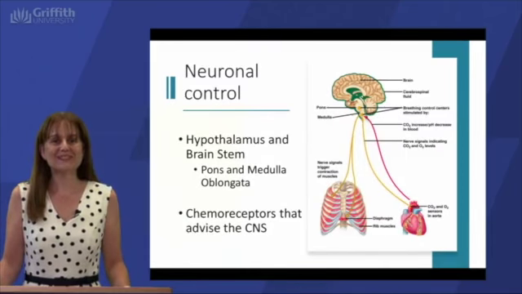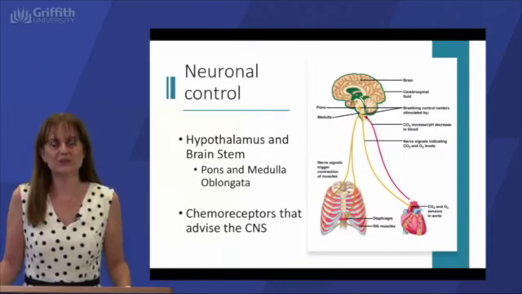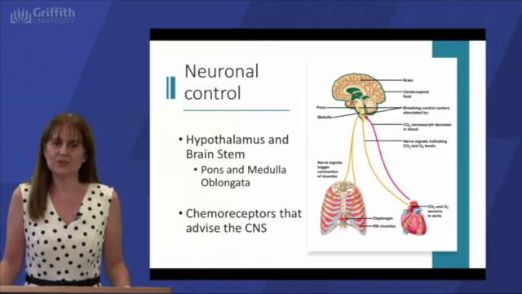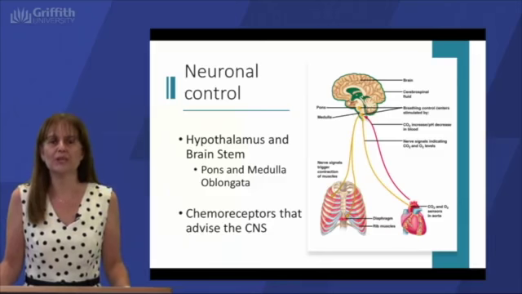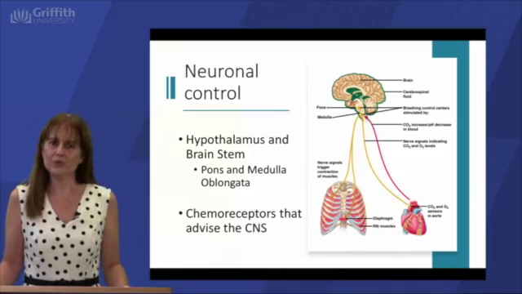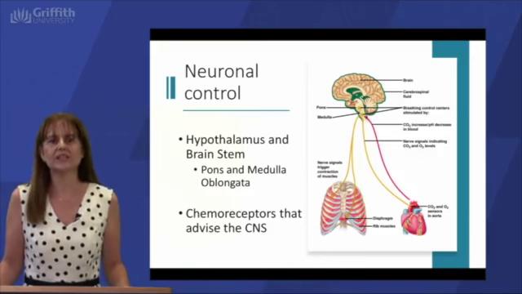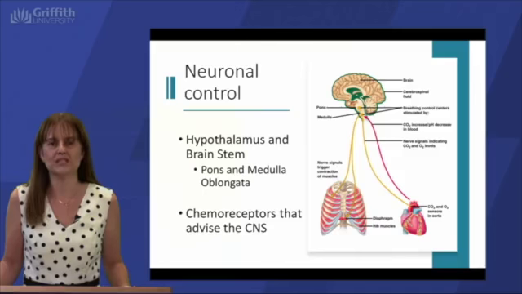The last thing that we're going to have a look at is the neuronal control of the respiratory system. So it is the central nervous system. We're looking at the hypothalamus and the pons and medulla oblongata of the brainstem. However, we need to have some kind of mechanism to notice change. What if we need to breathe more deeply? What if we need to breathe faster? There needs to be a way that there is input sent to the brain.